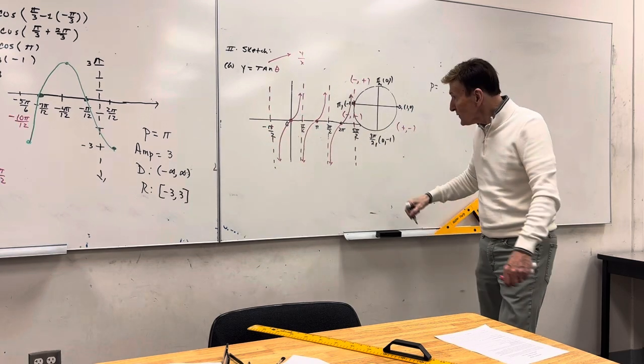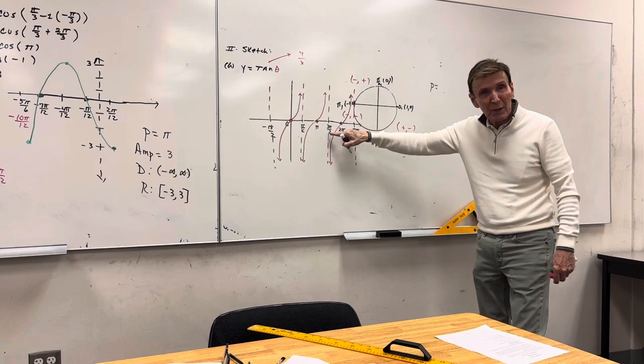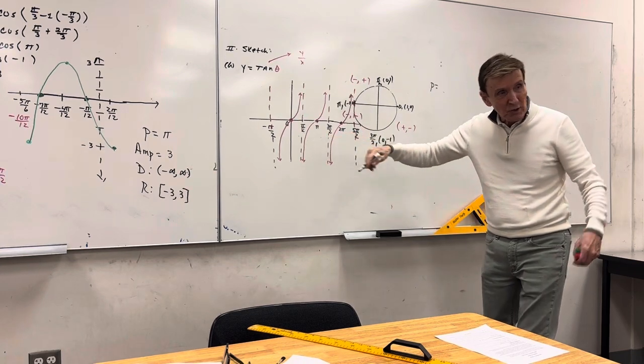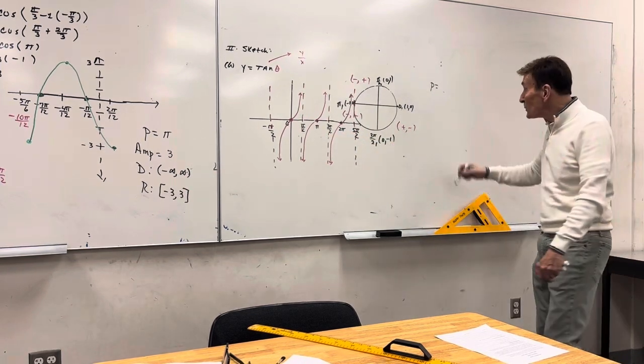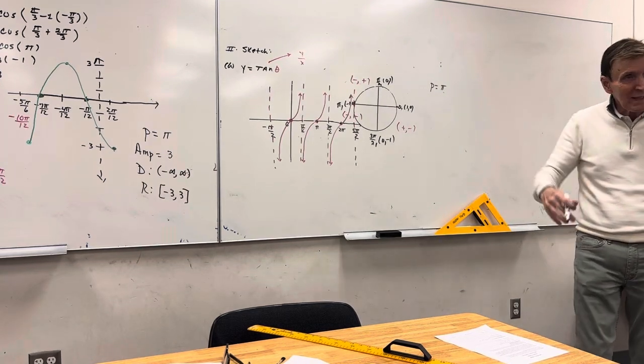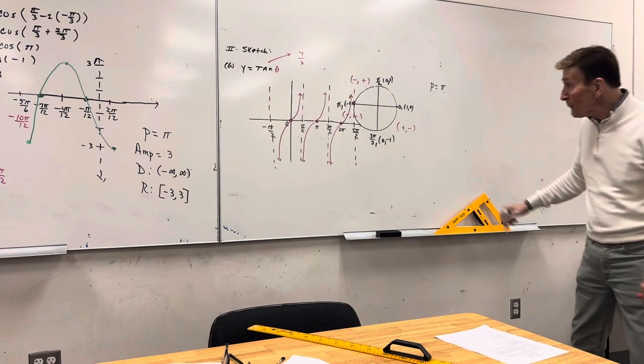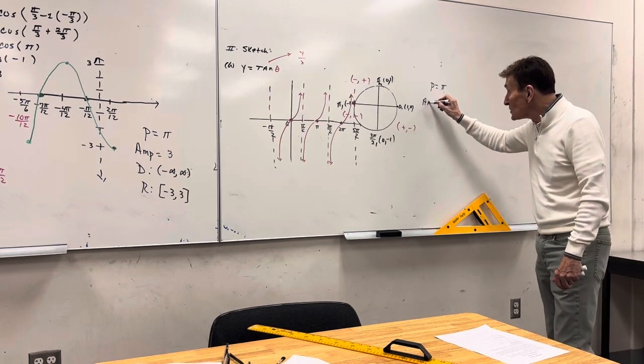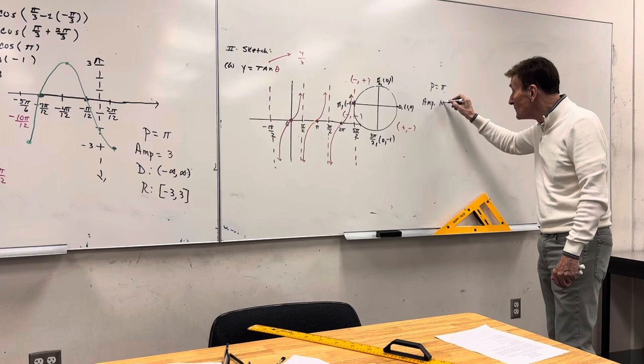I would. This one, 5 pi over 2, subtract 3 pi over 2. That's what, 2 pi over 2, pi again. So the period for a tangent is pi. It repeats every pi. Amplitude, too bad, there is none.